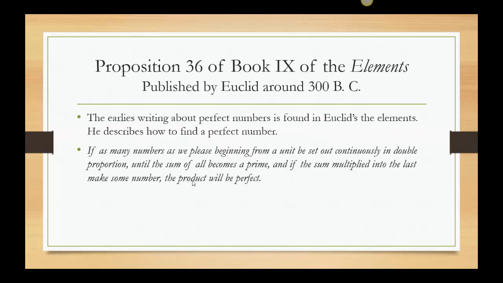Let's look at where this came from. Most of the time students tell me this is brand new to them. They never heard of perfect, abundant, deficient. Where is this math coming from? And I want to tell you it is coming from 300 BC. So this is Proposition 36 of Book 9 of the Elements, published by Euclid around 300 BC.